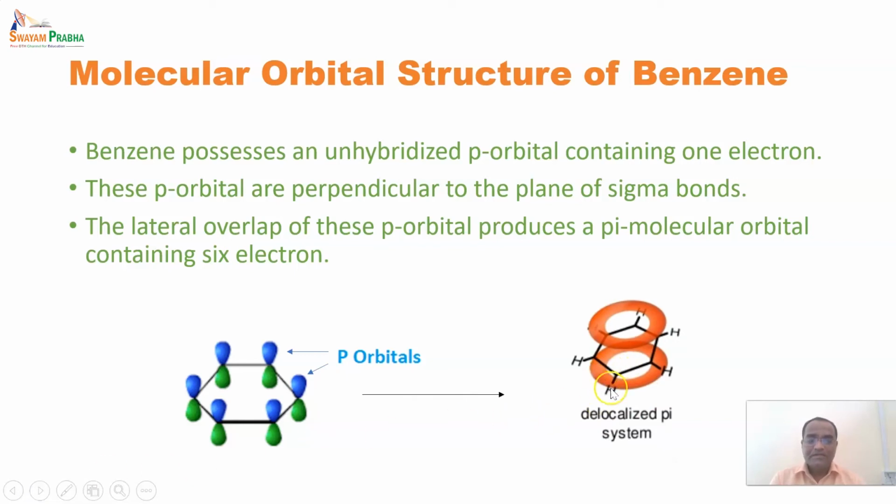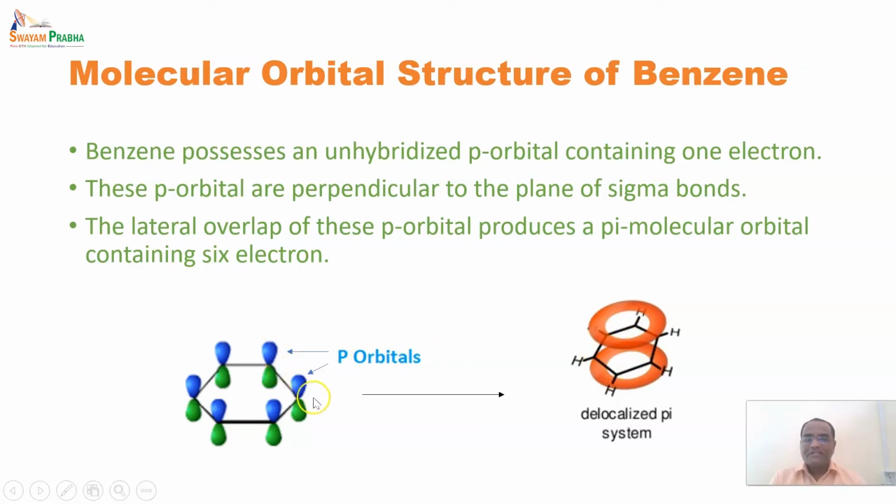So here it is a delocalized pi system. All these pi, or we can say p orbitals, combine with each other, and they have one electron in each p orbital. After the combination, we can see such a structure. So upper and lower, the pi electrons are delocalized in the ring system of benzene.